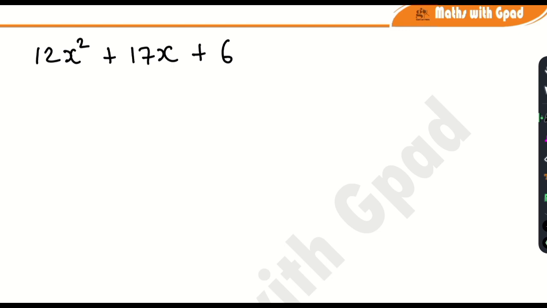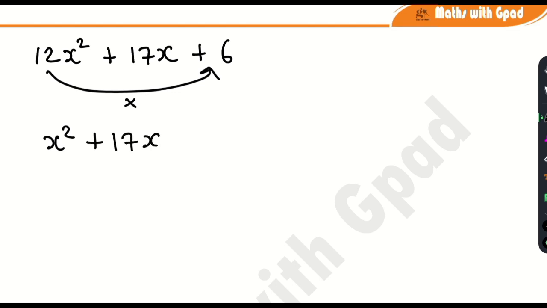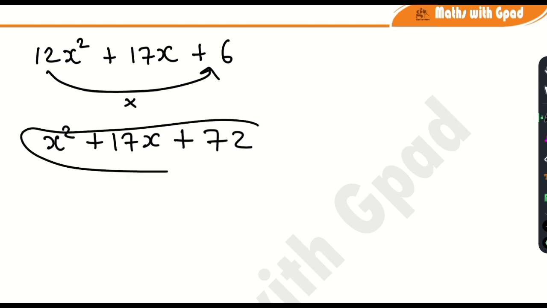So what you're going to do first of all is multiply this leading coefficient 12 by the constant term. So like this, 12 times 6 is 72. So I'm going to rewrite the trinomial like this: x squared plus 17x, and then plus, you multiply 12 by 6, you have what? 72. Let me write 72 here. So I have a sort of different trinomial. So let's factorize this. Don't worry, we're going to get back to the original trinomial.